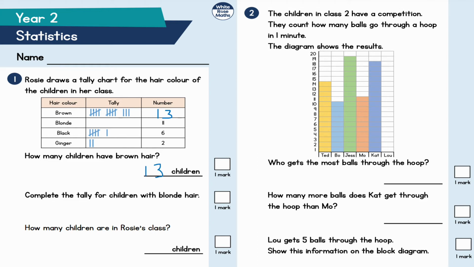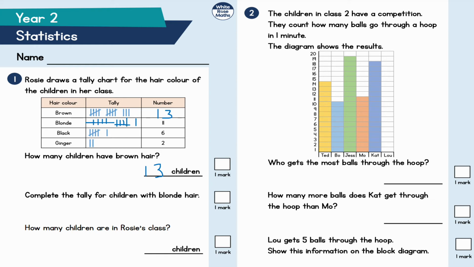Complete the tally for children with blonde hair. That's 11. So 11 is going to be like this. 4, 5, 6, 7, 8, 9, 10, 11.